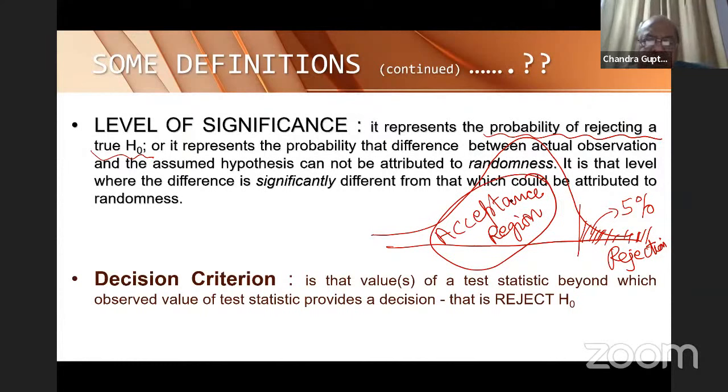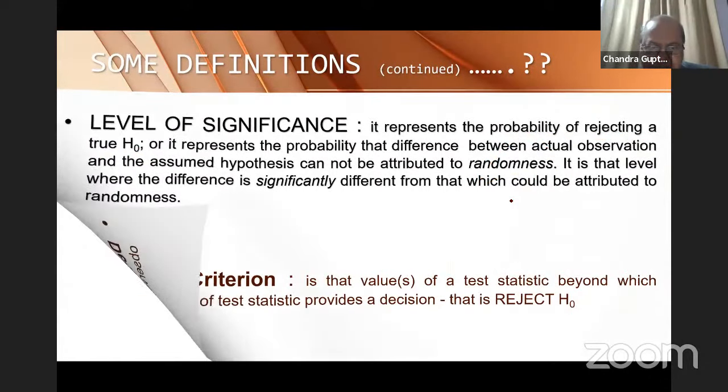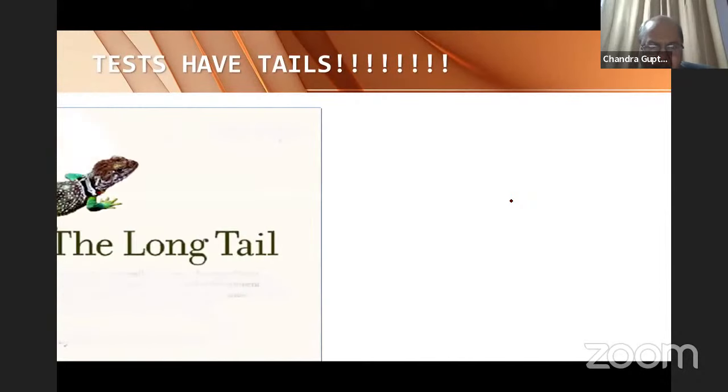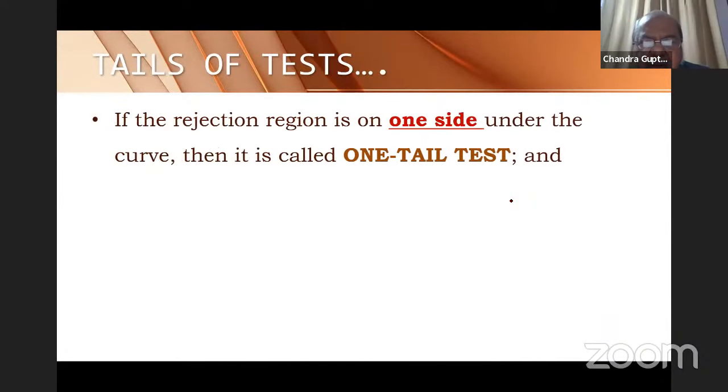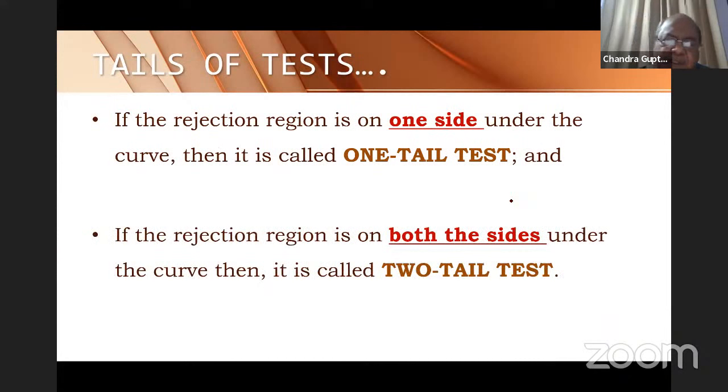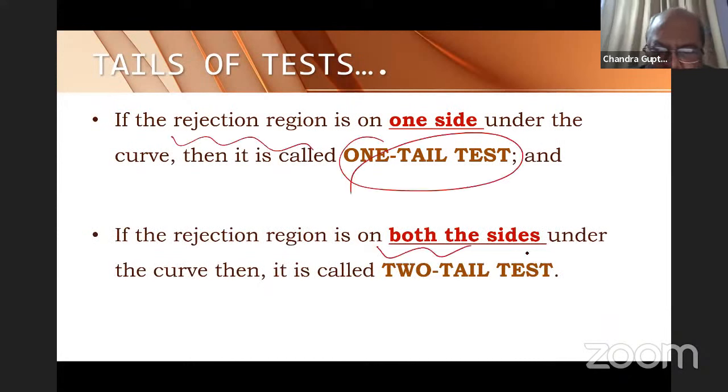Decision criteria is the value of a test statistic beyond which the observed value of the test statistic provides a decision, that is, reject the null hypothesis. And every test has tails: one tail test and two tail test. That depends upon the direction of your rejection region. If your rejection region is on one side, we say one tail. If it is on both sides, we call it a two tail test.